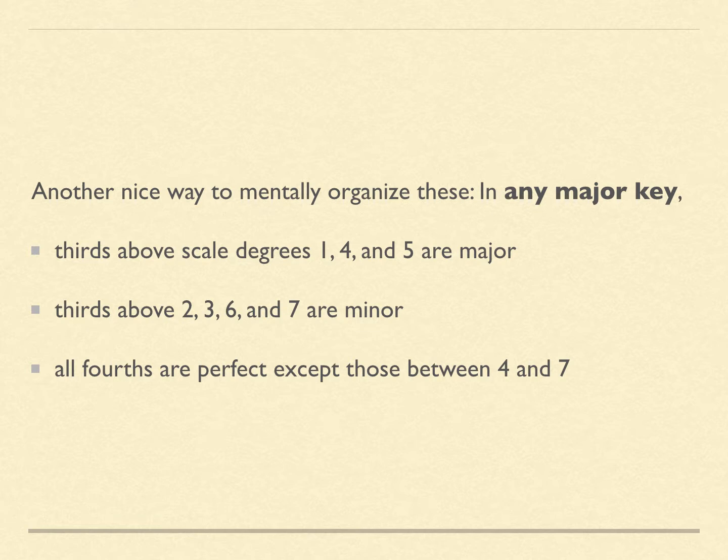If you build a third above re, mi, la, or ti, it's going to be a minor third. And the fourths will all be perfect, except between fa and ti. So this is a nice, quick way to think about it, and it has other applications too.